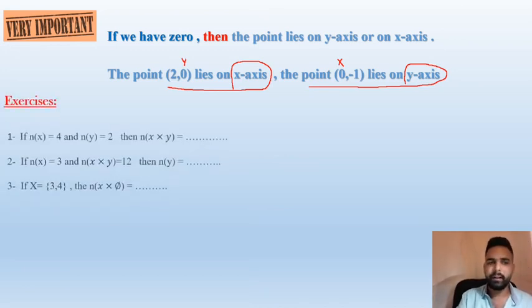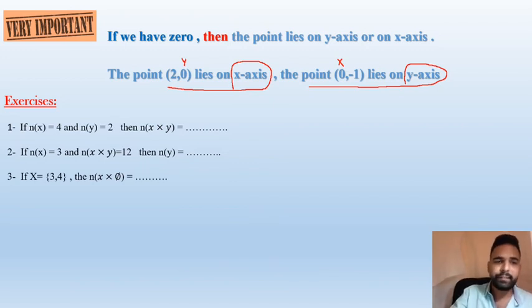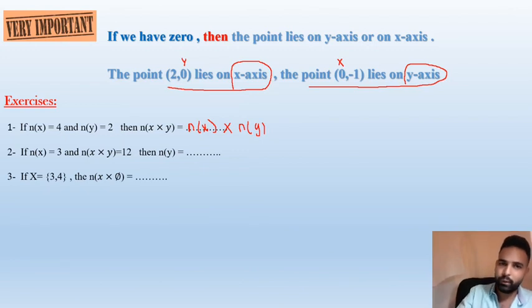Let's take an exercise. If n(x) equals 4 and n(y) equals 2, then n(x product y) equals what? To find n(x product y), you have to multiply n(x) times n(y). n(x) means the number of elements in x, and n(y) means the number of elements in y. So here I will make 4 times 2, which is equal to 8.